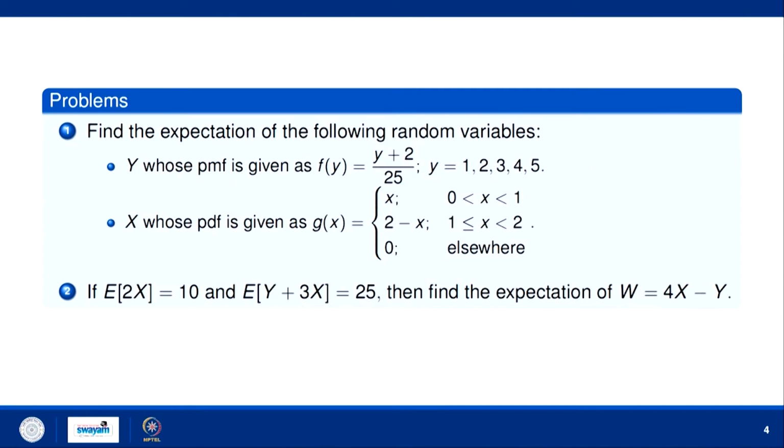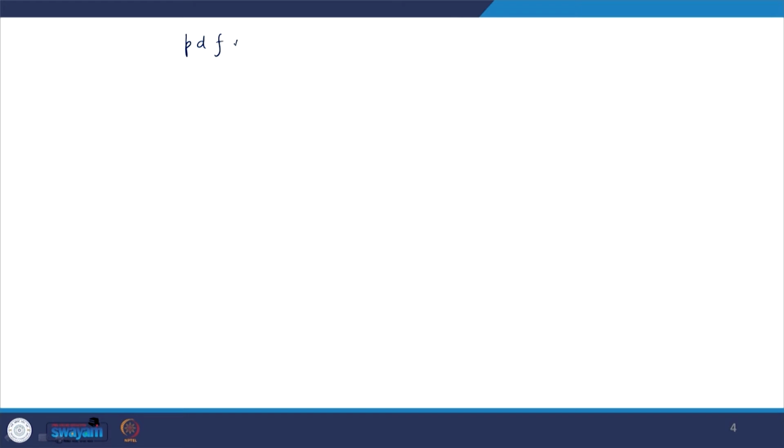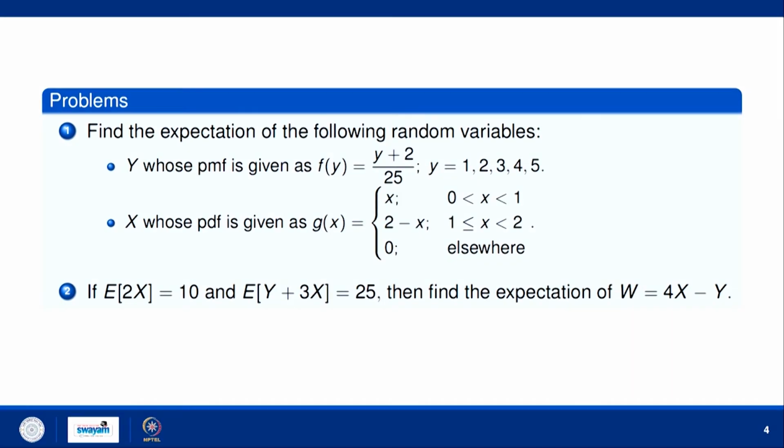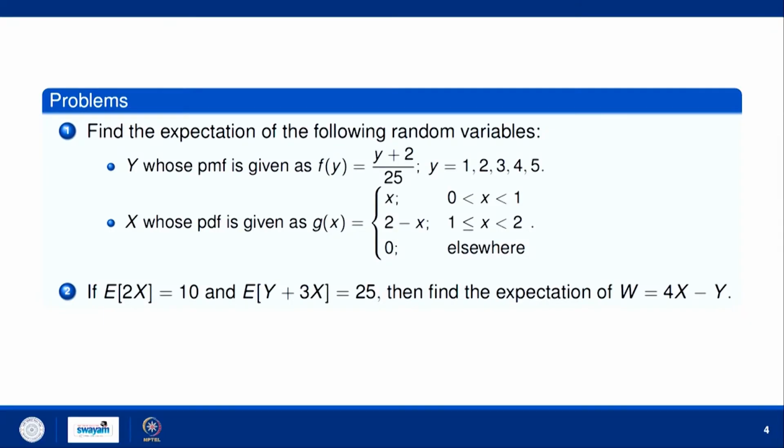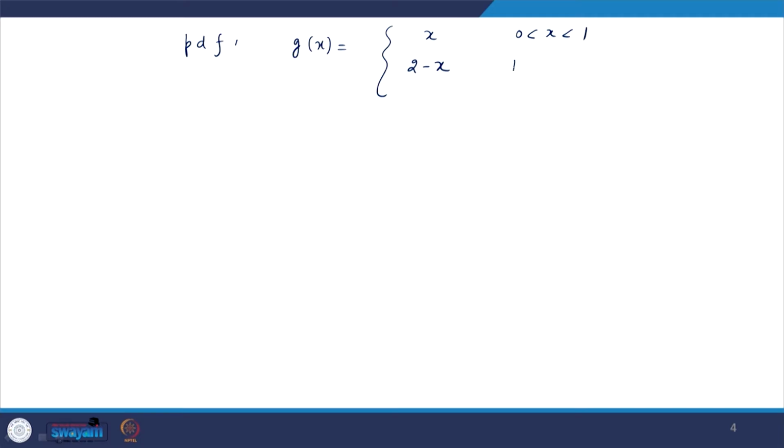Okay. Now, if you have a PDF for a continuous random variable given by this expression, in this case how can you find the expectation? So, expectation can be found in this way for this example. Now, what is the PDF here? The PDF is given by g(x), which is x when x is between 0 and 1, and it is 2 minus x when x is between 1 and 2, and 0 elsewhere.